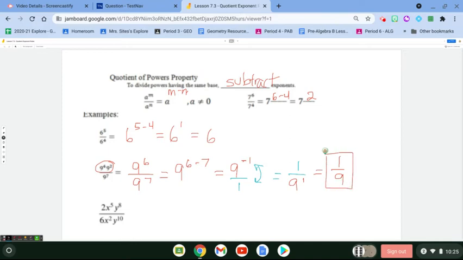And then for the last one, it's a little bit more complex, but if we follow our rules, we'll be fine. We're going to match up the variables first. So I see x to the fifth over x to the second.